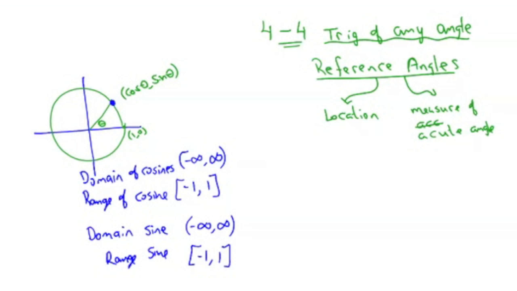Now these measures of acute angles, remember acute angles have to be measures that are less than 90. We're going to be talking about angles that are greater than 90, but we're going to bring them back into an acute measurement. But to bring them back, we also have to know where they are located. Are they in the first quadrant? Are they in the second quadrant, third, or fourth?